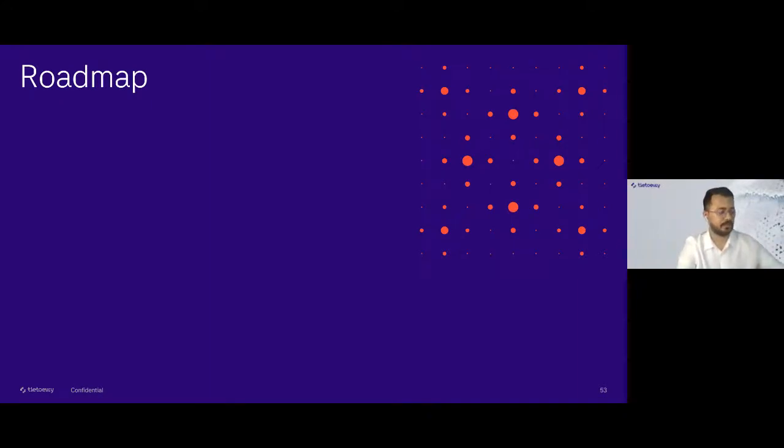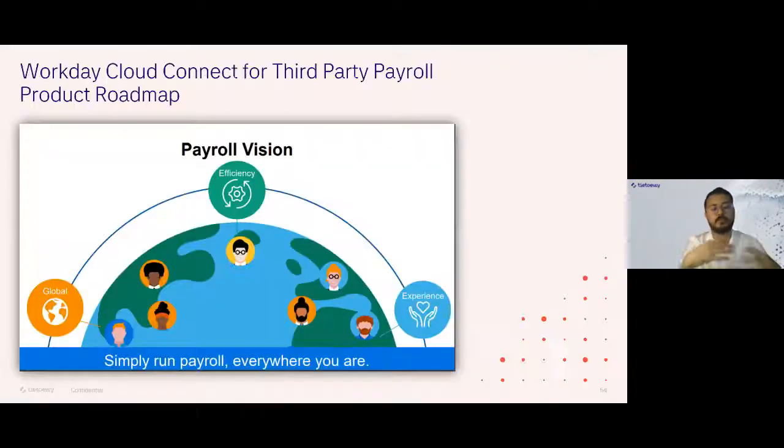Now we would be jumping onto the roadmap. What vision does Workday now have for the future? They have a payroll vision. As you can see, I have attached a screenshot where it is global, efficiency, and experience. What is the motto? That Workday wants to combine all of them together. How will they do it?